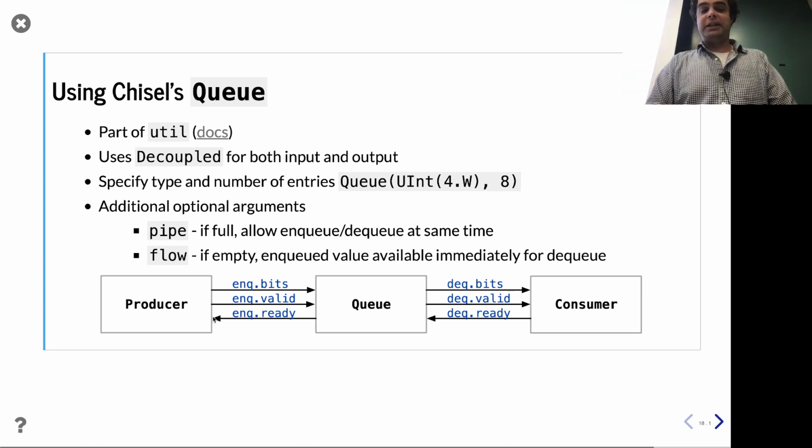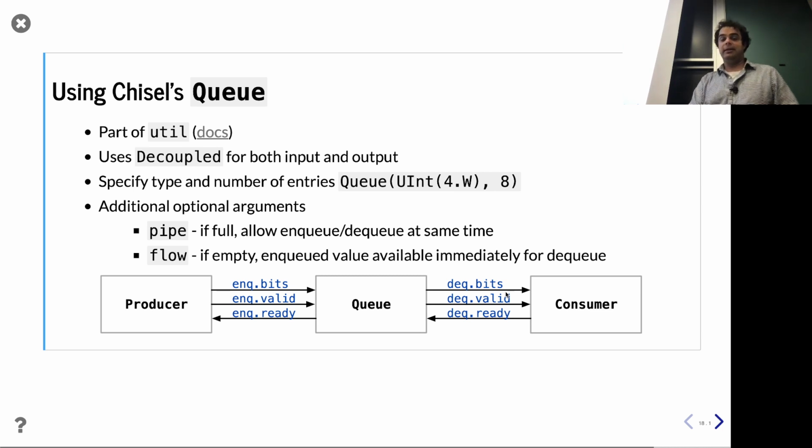Another similar functionality is this flow parameter. If the queue is empty, why delay things? Why not just have a combinational fast path that goes by all the memory elements inside the queue and goes straight from here to here? If this is empty and this person's ready, let's just send it straight through. That's the flow parameter. And that's really cool.